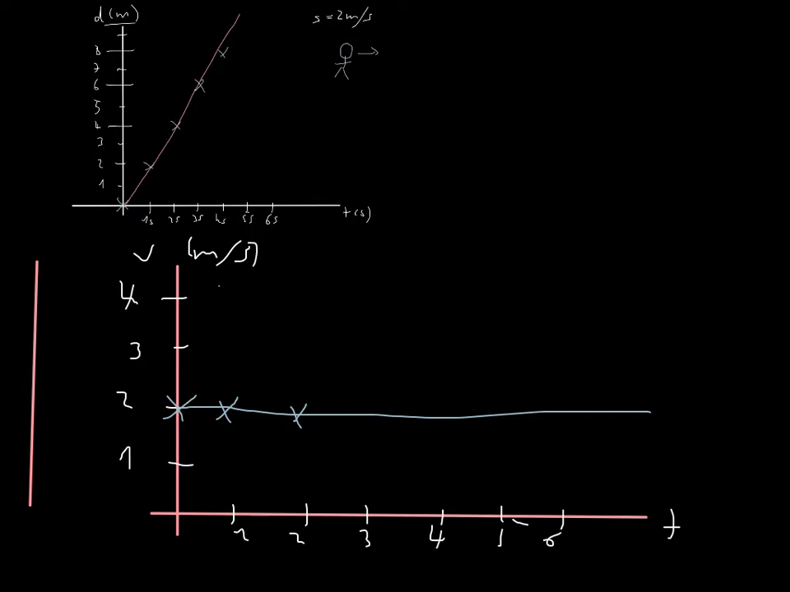So that's how a speed time graph of a guy moving at a constant speed, and this is very important, looks like.